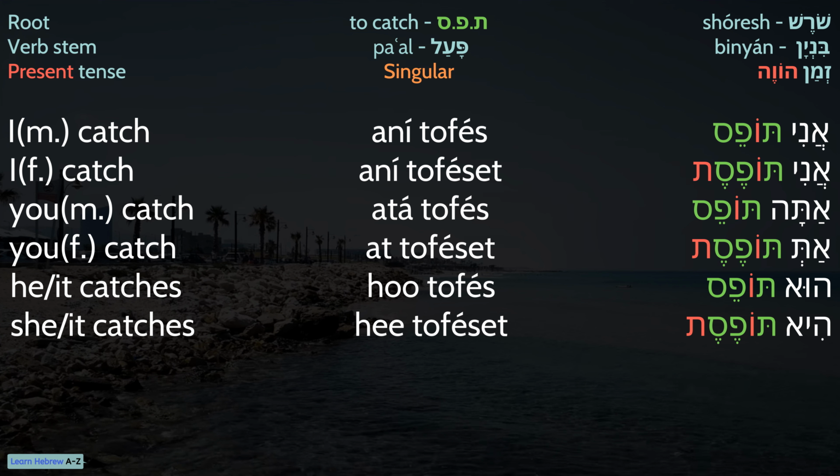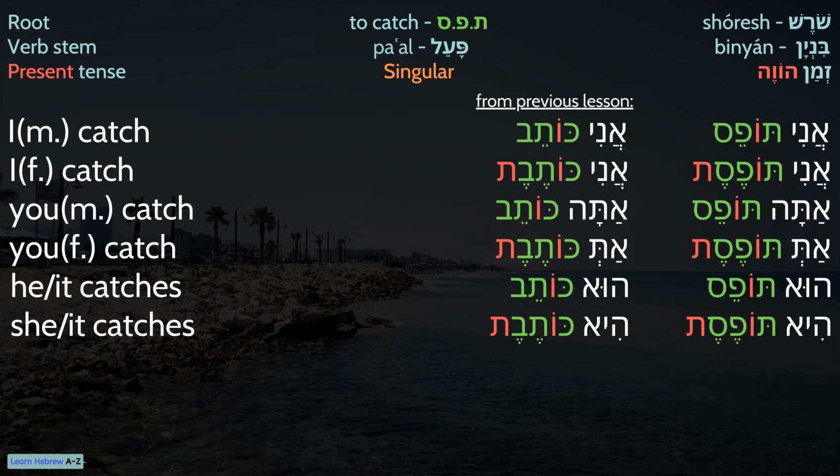Let's see the comparison again. Try and tell apart the parts of every word, mainly the root and the verb stem suffix. Take into consideration the tense and the form.